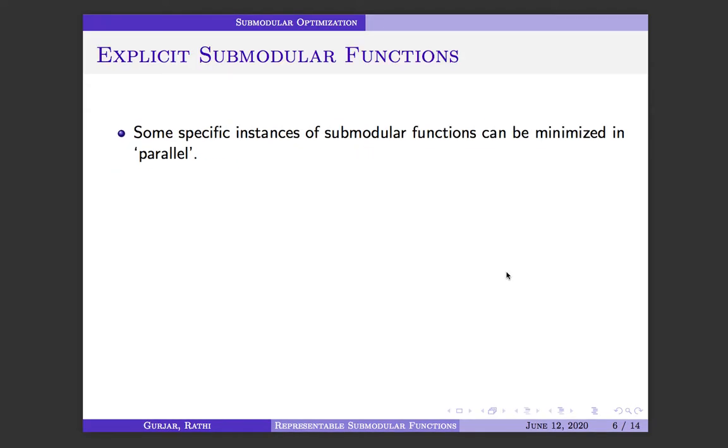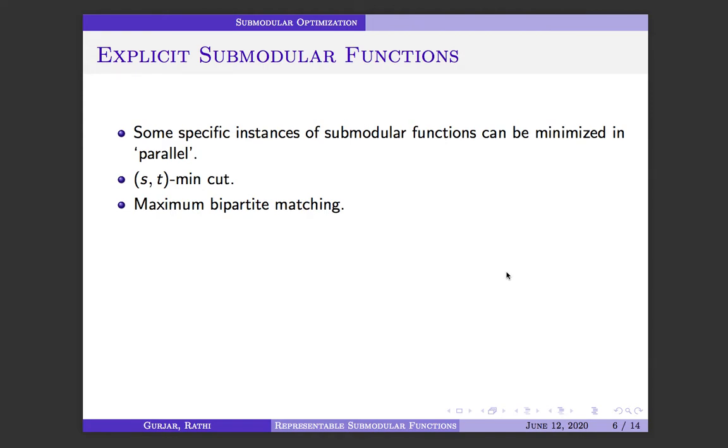On the other hand, if we consider explicitly given submodular functions, there are some specific instances of submodular functions which have efficient parallel algorithms for minimization. One such example is the s-t min-cut problem. Another example is that of maximum bipartite matching.